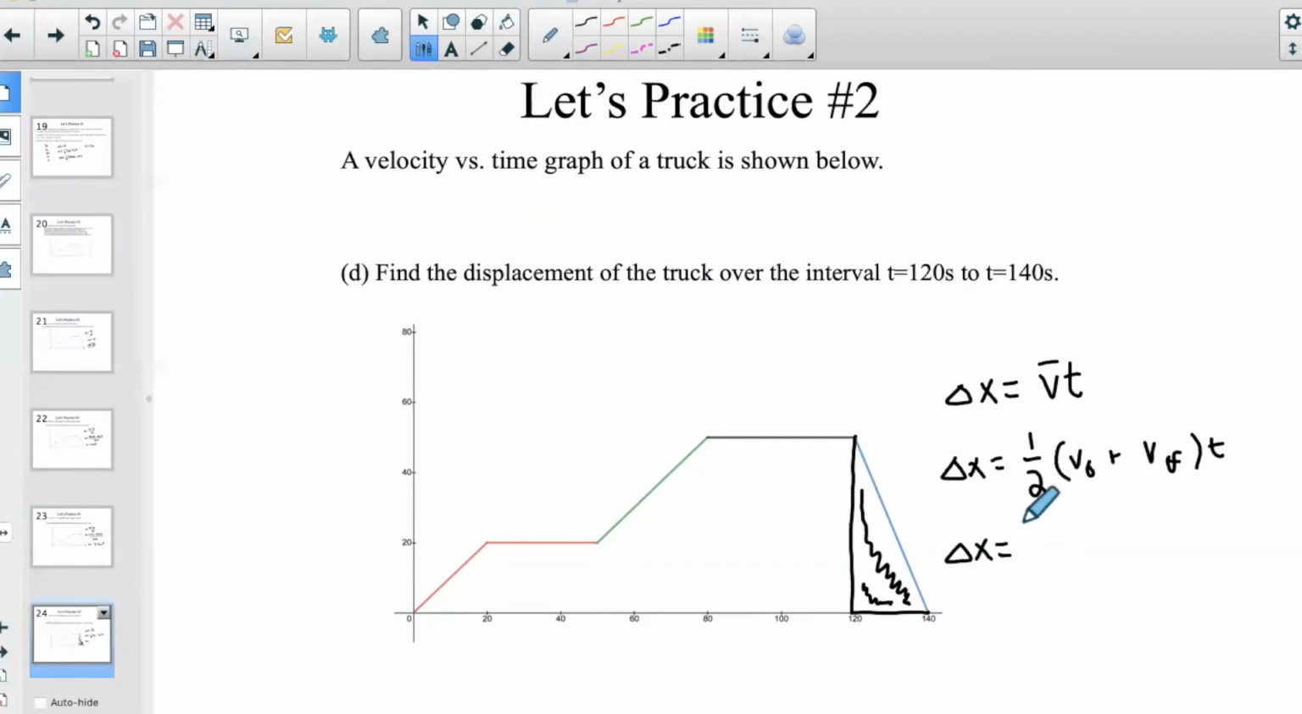So we can do delta x equals 1/2 (50 meters per second plus 0 meters per second) times the time of 20 seconds. And we get that the truck travels 500 meters. And you'll also notice, looking at this equation, that it kind of looks like the area of a triangle equals 1/2 the base times the height, which is the change in velocity, and the base is the time traveled.